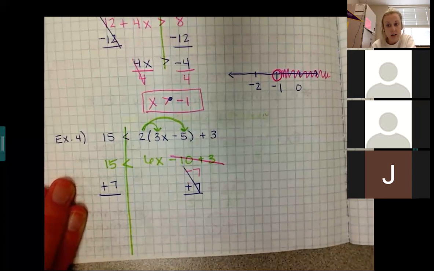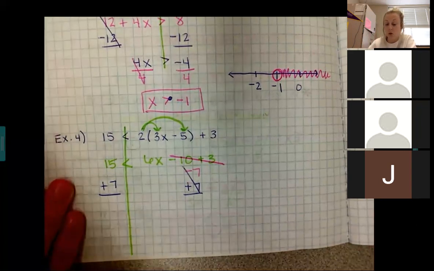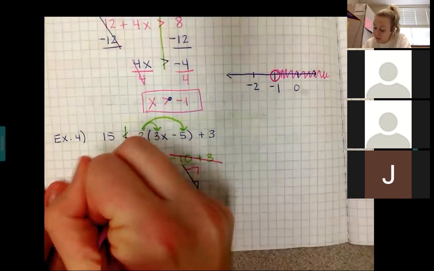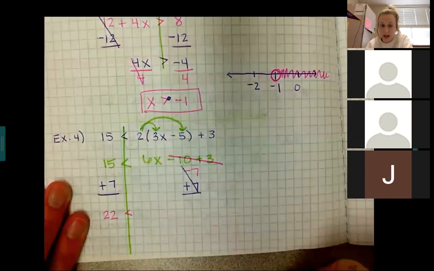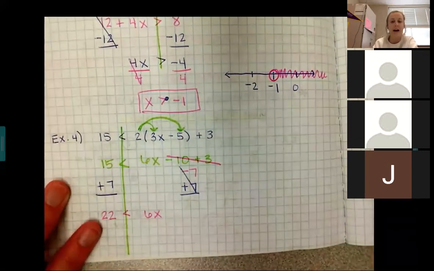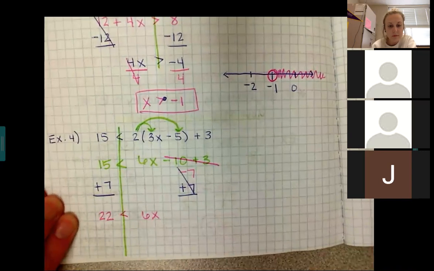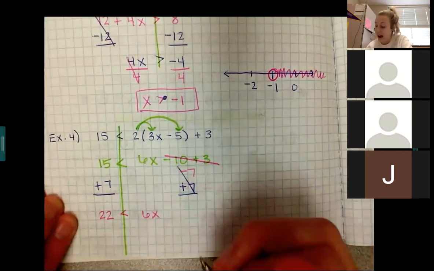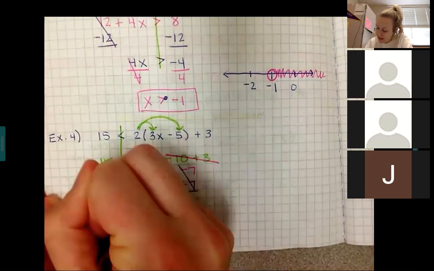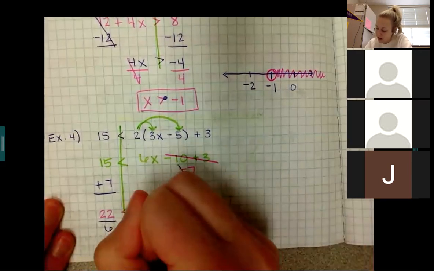Are y'all okay? Yes. Okay, from here it should be easy. It's the same thing we've been doing. What's 15 plus 7? 22. Good. 22 is less than, and I'm going to bring down my 6x. And then how do I get x by itself? Divide. Good. Divide by what? 6. Divide the 6 to both sides.